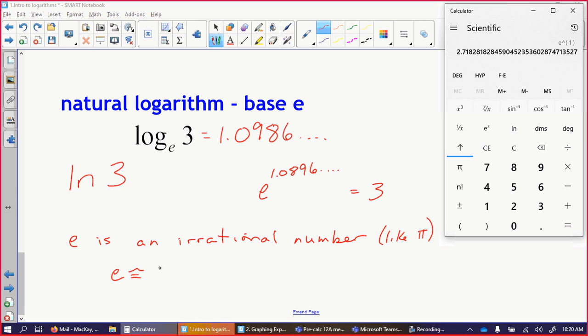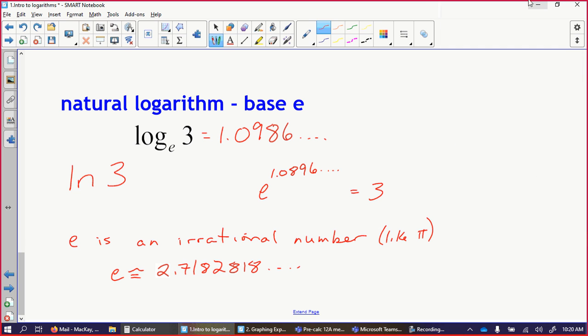e approximately equals 2.71828 71828 718 2818, da, da, da. It goes on forever. It never repeats. It's one of the fundamental constants of the universe. Why it's that number, I don't know.